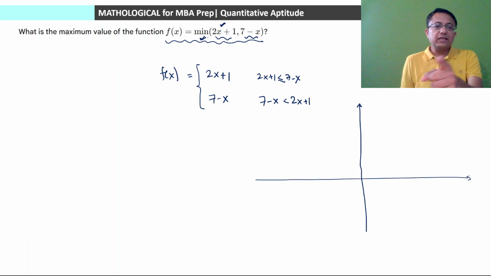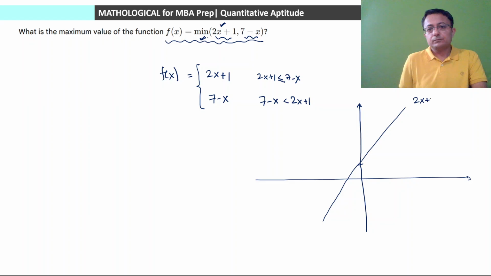So since both are linear functions, 2x plus 1 का graph कैसा बनेगा? For 2x plus 1, at x equal to 0 the value will be equal to 1 and the slope is equal to 2. And 2x plus 1 will be equal to 0 at x equal to minus half. So this will be the line 2x plus 1. At x equal to 0, y will be equal to 1 and at x equal to minus half, y will be equal to 0.